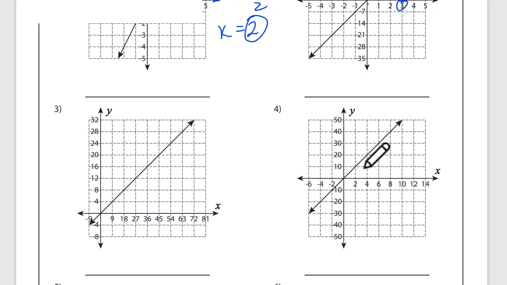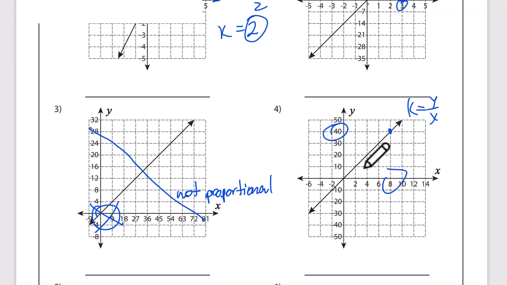If for any reason we do not pass through the origin, say for example that line, it is not a proportional relationship. It is not passing through 0, 0. This one is. My constant of proportionality is, again, the y divided by the x, 40 divided by 8. In this case, k equals 5.